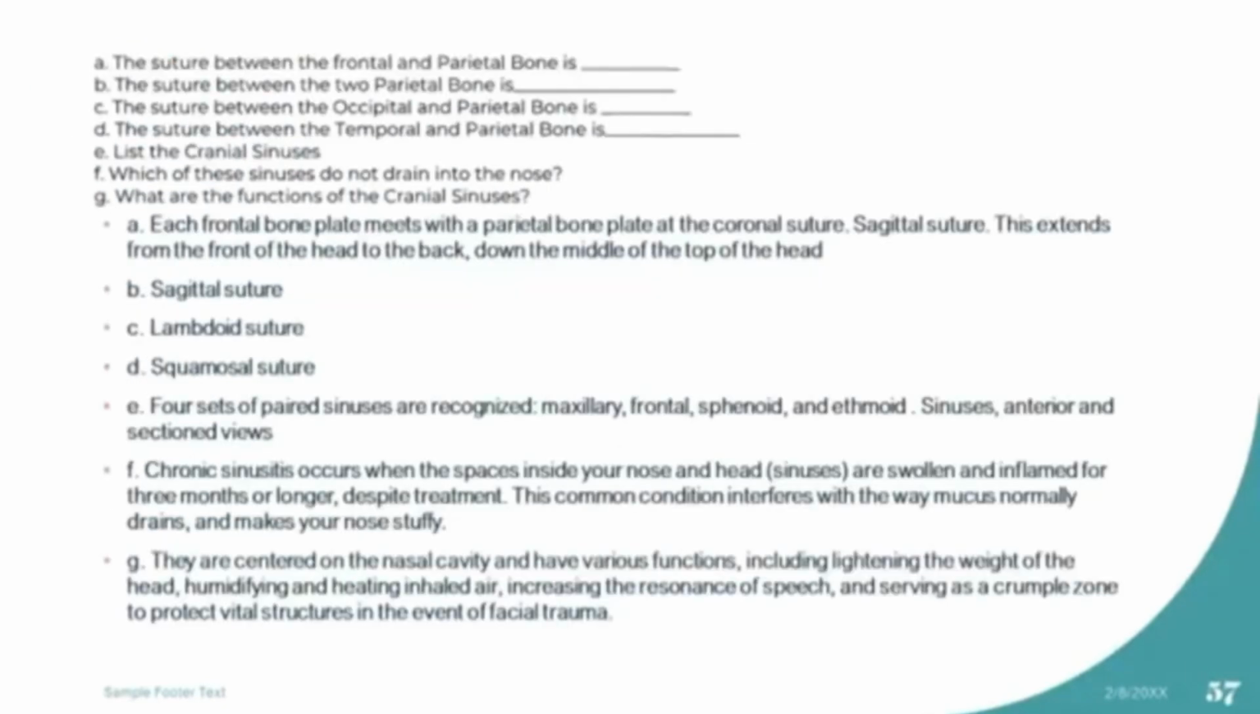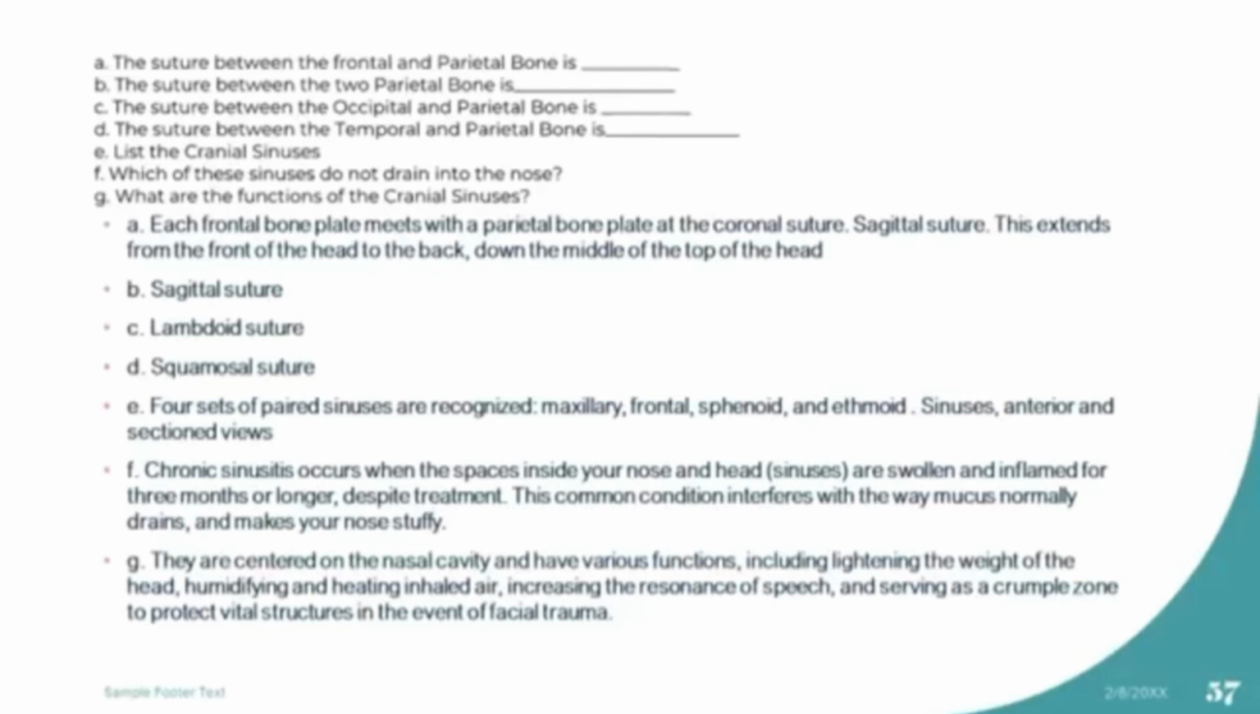A. The suture between the frontal and parietal bone is the coronal suture. B. The suture between the two parietal bones is the sagittal suture. The suture between the occipital and parietal bone is the lambdoid suture. The suture between the temporal and parietal bone is the squamosal suture.